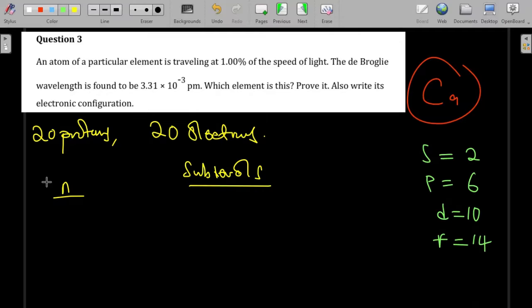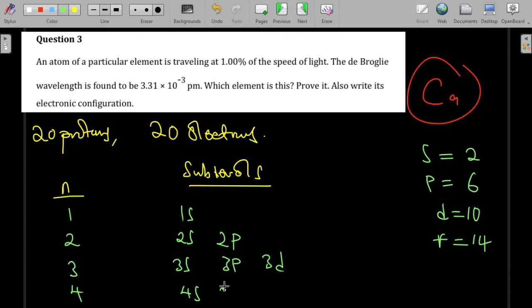Okay, and then if my N is 1, it means I only have one sublevel, which will be the 1s. If it's 2, it will be 2s, 2p. If it's 3, I have 3s, 3p, and then 3d. If it's 4, I have 4s, 4p, 4d, and then 4f, like this.